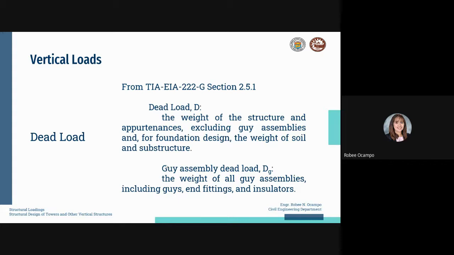Another dead load is the guy assembly dead load, incorporated in the symbol D sub G. This is the weight of the guy assemblies, which includes the guy wires, end fittings, and also the insulators. We'll look at D sub G later on in the load combinations. That is its symbol. In the TIA code, the symbol or factor for the general dead load and for the guy assembly dead load are different.